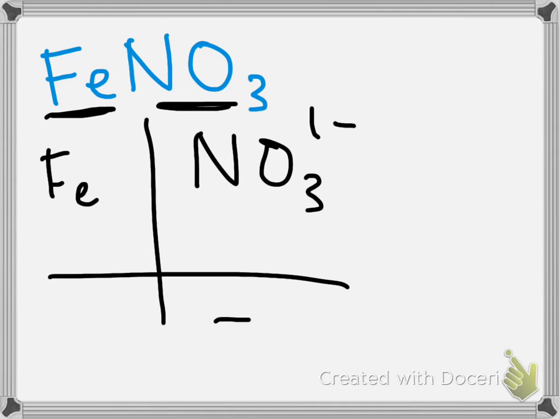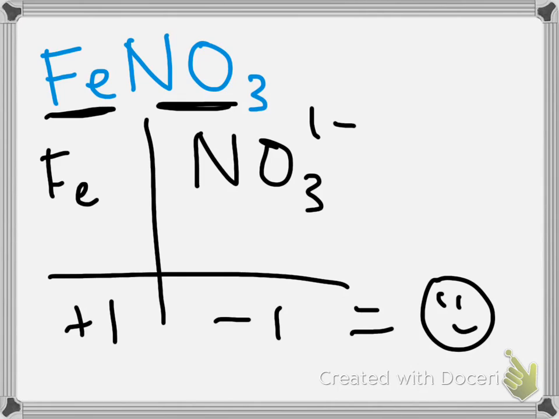So our total negative charge is -1, which means our total positive charge has to be +1 because our cation and anion must cancel out. It must equal 0 in order for an ionic compound to form. Therefore, what has to be iron's charge? The only thing that can be iron's charge is a +1, because the only way to get a total +1 is to have iron have a +1 charge.